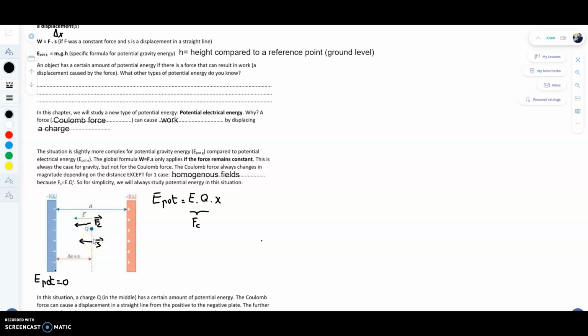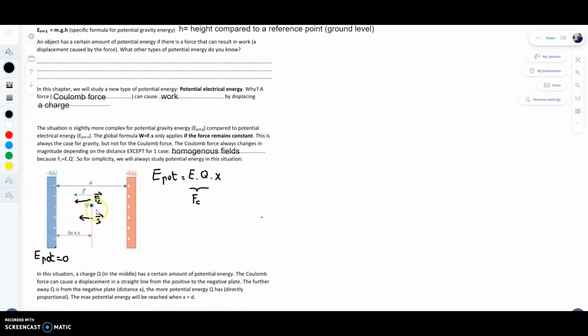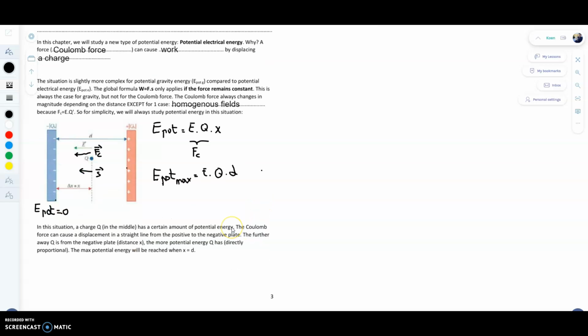What is the maximum amount of potential energy this setup has? Well, that depends on the distance d between the two plates, of course. It cannot exceed the distance d in this case, meaning the potential electric energy that it has at most in this case is E, electric field, times charge, times the distance between those two plates. That determines it.